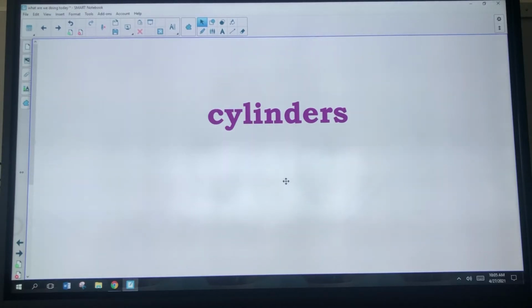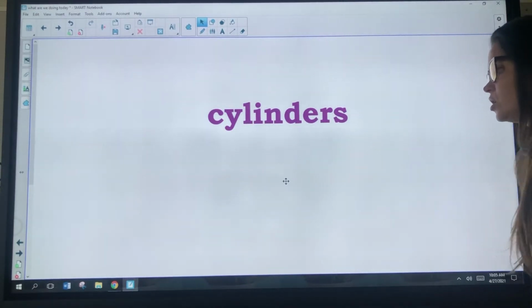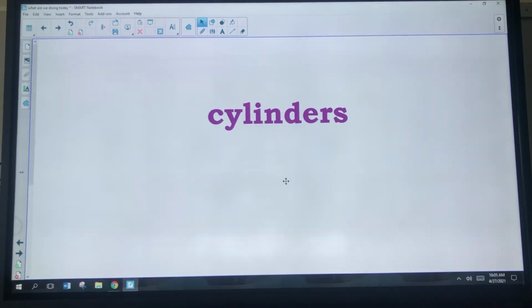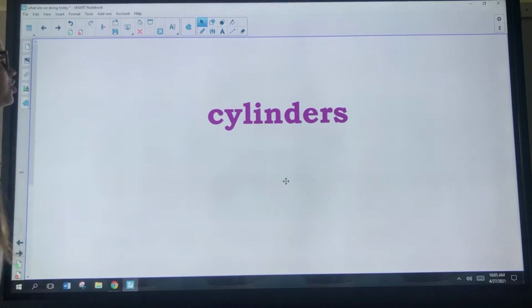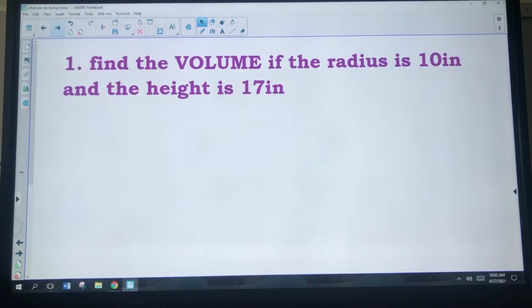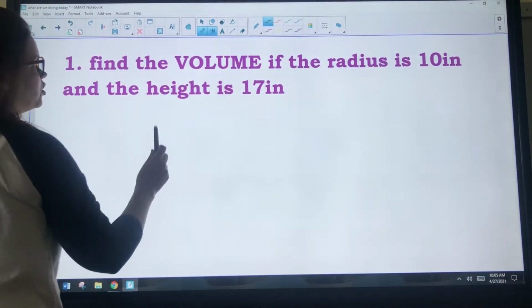Hello friends, we're starting a new chapter on three-dimensional objects like cylinders and spheres and cones, etc. So today is all about cylinders. How to find the volume of a cylinder if the radius is 10 inches and the height is 17. So first of all, can you picture that?